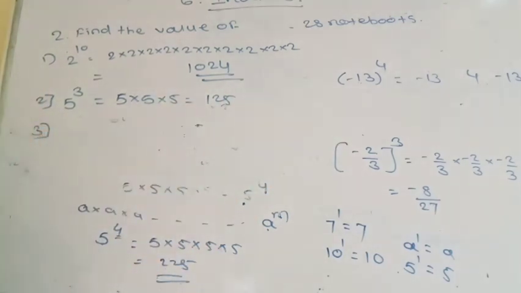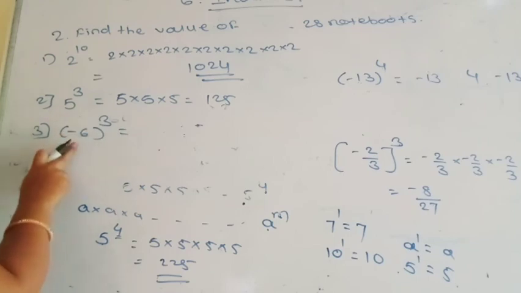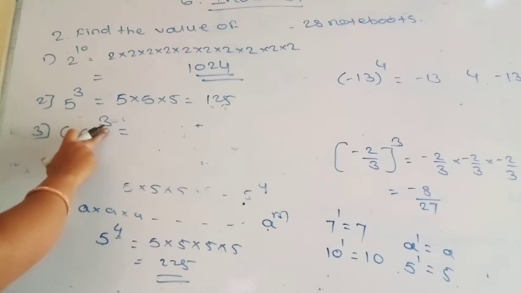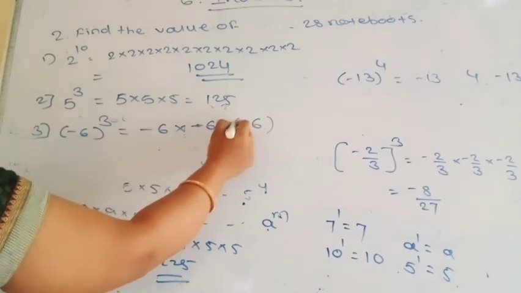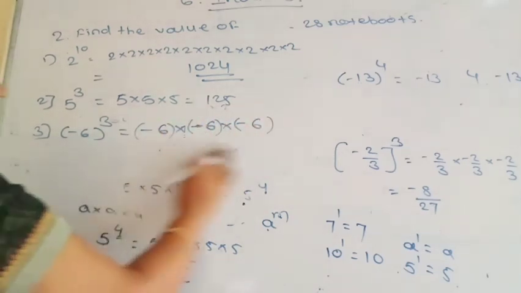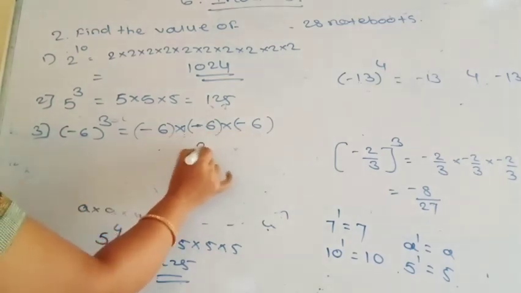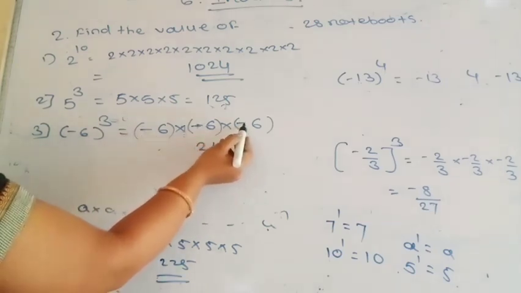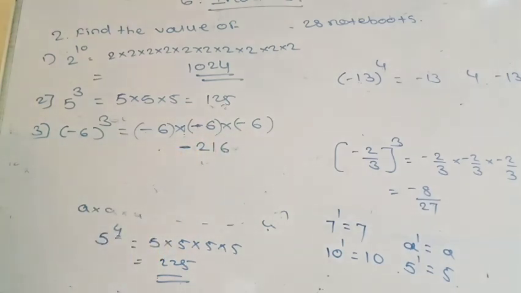Then the third one, see. Minus 6 raised to the power of 3, minus 6 is the base and index is 3. Minus 6 is multiplied how many times here? 3 times. Minus 6 into minus 6 into minus 6. This value you write in bracket. Then 6 6s are 36. 36 into 6 is 216. Then minus minus is plus, again plus minus is minus; the number of minus signs is odd, therefore you write the symbol minus here.